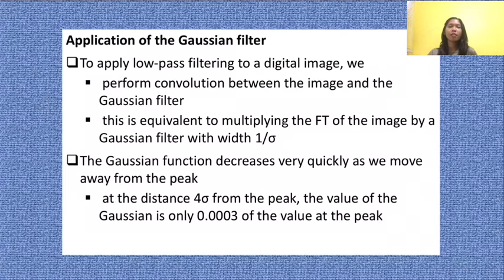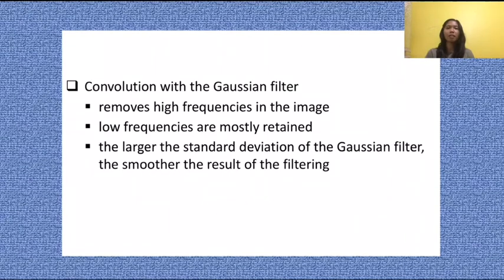The Gaussian function decreases very quickly as we move away from the peak. At a distance of 4 standard deviations from the peak, the value of the Gaussian is only 0.0003 of the value at the peak. Convolution with the Gaussian filter removes high frequency in the image. Low frequencies are mostly retained. The larger the standard deviation of the Gaussian filter, the smoother the result of the filtering.